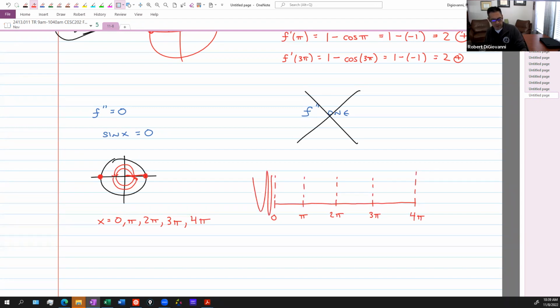But I don't have to look over here and I don't have to look over here. I need to pick test points here, here, here, here. I pick them. Pi over 2 is a good one. 3 pi over 2 is a good one. How do I pick another one?